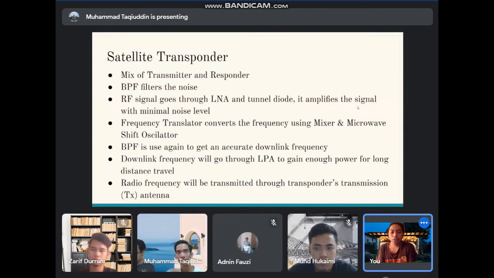Our frequency translator performs the frequency conversion with the help of a mixer and microwave shift oscillator. And again, the bandpass filter is used to get a more accurate downlink frequency. And finally, the downlink frequency is passed through a low power amplifier LPA to gain enough power for long distance travel, and it is transmitted through the transponder transmission TX antenna.